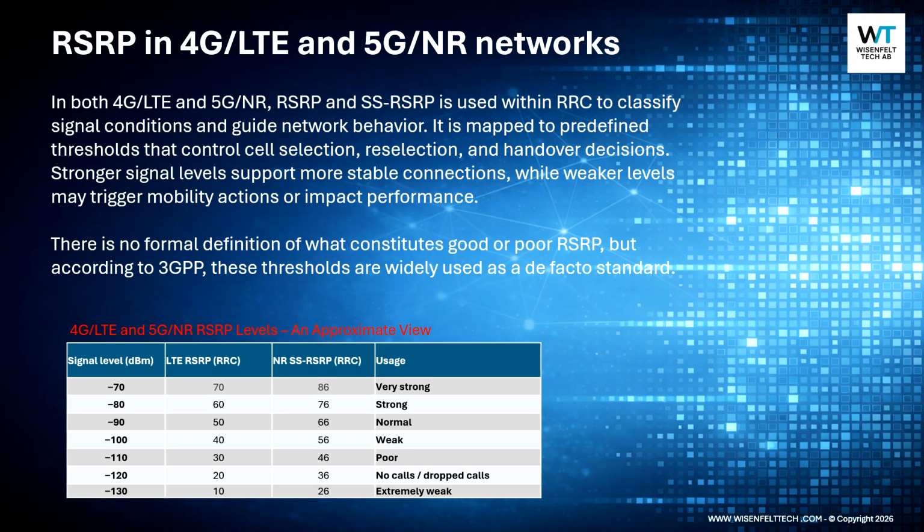RSRP in 4G LTE and 5G NR networks. In both 4G LTE and 5G NR, RSRP and SS-RSRP are used within RRC to classify signal conditions and guide network behavior. It is mapped to predefined thresholds that control cell selection, reselection, and handover decisions. Stronger signal levels support more stable connections, while weaker levels may trigger mobility actions or impact performance.